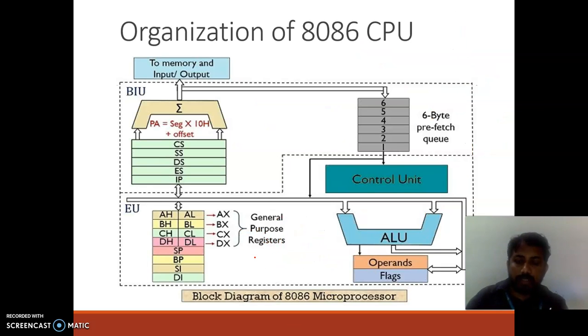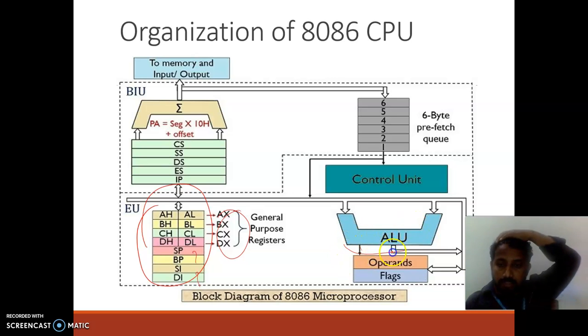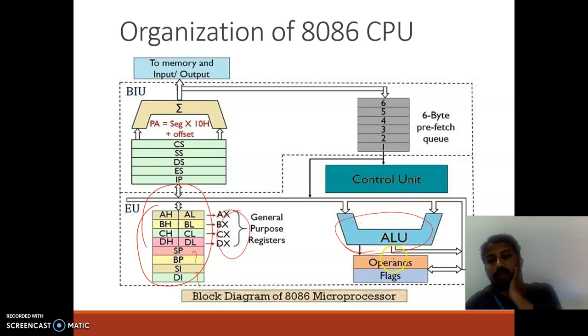Now let us see how the 8086 microprocessor is organized. Here is a block diagram of the 8086 microprocessor. In this block diagram you can see there are two units, the bus interface unit and the execution unit. In the execution unit you have the general purpose registers, the pointer registers and the index registers. The ALU in the execution unit performs the operations, and according to the results the flags are set.